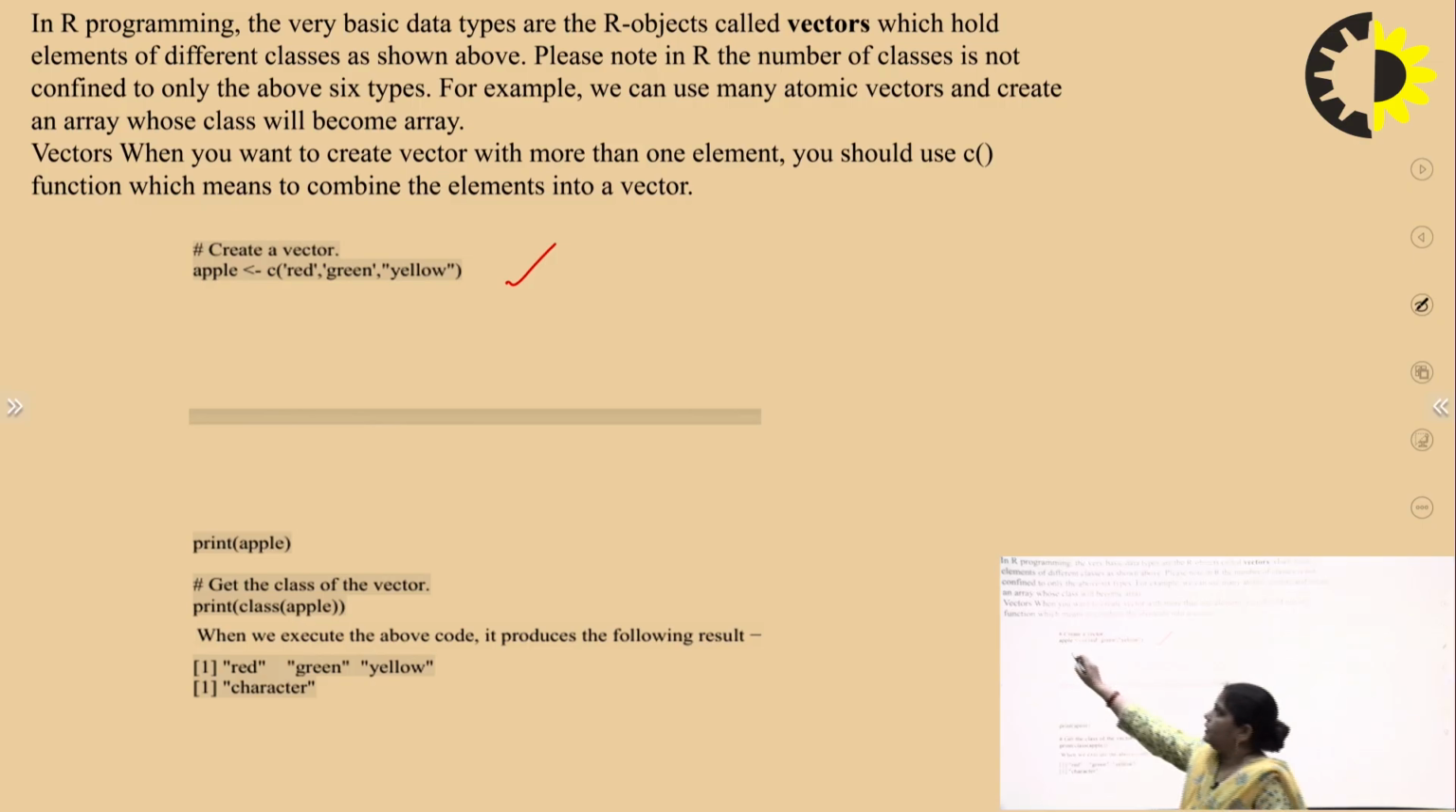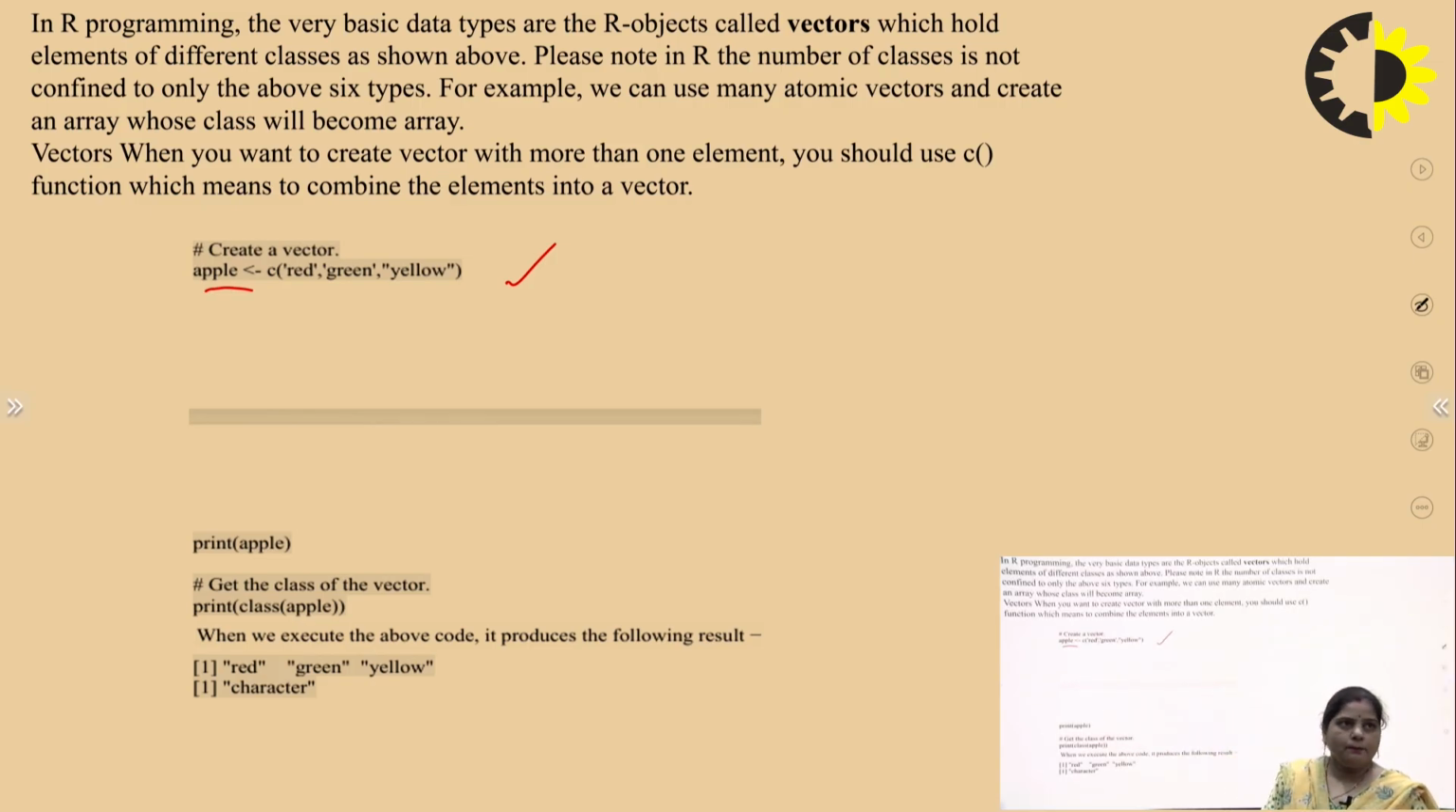Here apple is a vector, and it has a combination of elements. We use the c function, and then the elements which we are going to combine into that vector: red, green, yellow. These are the colors for the specific fruit written here, apple. After that, when we print apple, we get the answer. To get the class of the vector, we have to write class in brackets and then specify the name of the vector.